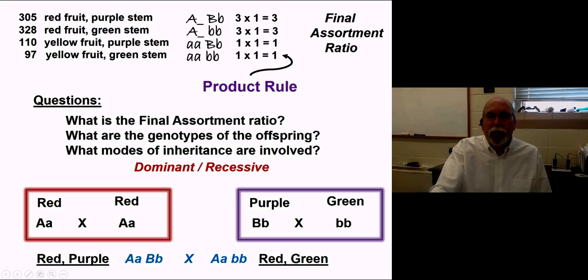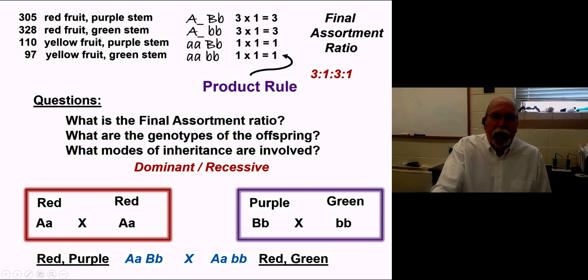We expect 3 red purple for every 3 red greens, for every 1 yellow purple, for every 1 yellow green. Okay, this would be more commonly memorized as a 3-1, 3-1 ratio. We've just got it out in a different order here, but it doesn't make any difference. That's the ratio that we have. Okay, so our final assortment ratio says that.